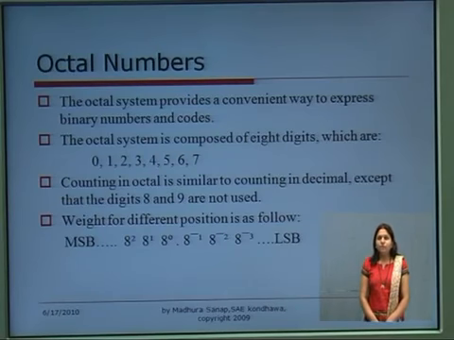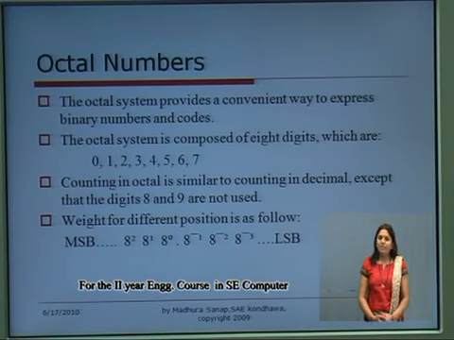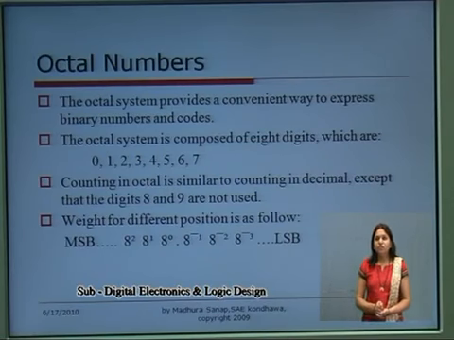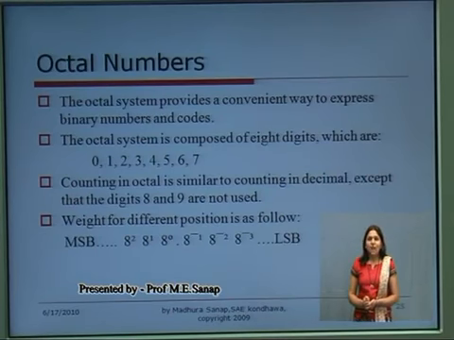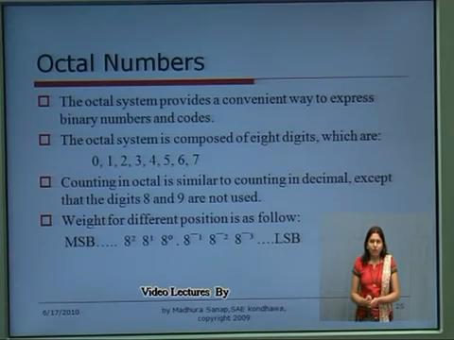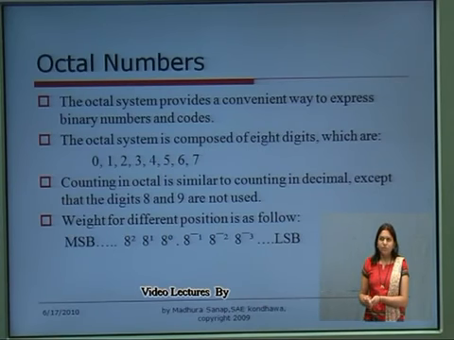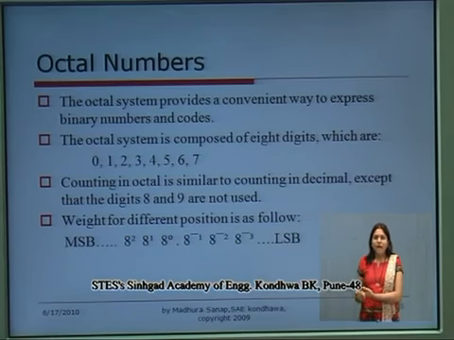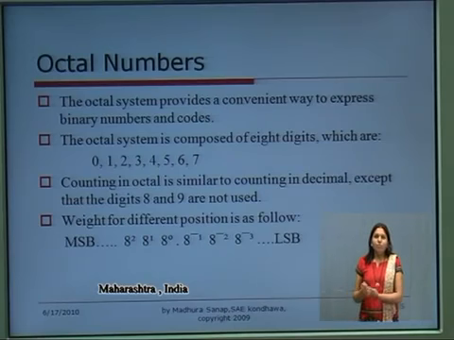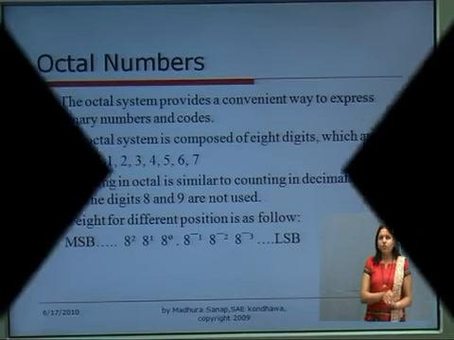Again we can keep integer and fractional parts separately. Most significant bit and LSB are also the same. Here we only change the base. For the integer part it starts from 8 raised to 0, 8 raised to 1, 8 raised to 2. For the fractional part it is from 8 raised to minus 1, minus 2 and minus 3. So the least significant bit is your LSB, and the most significant bit is your MSB.